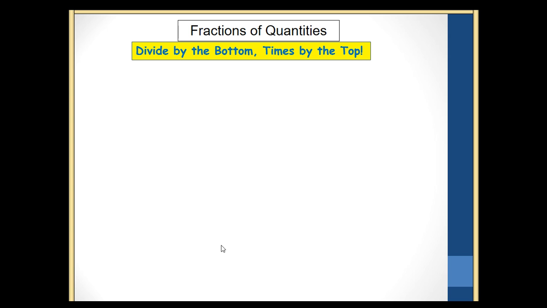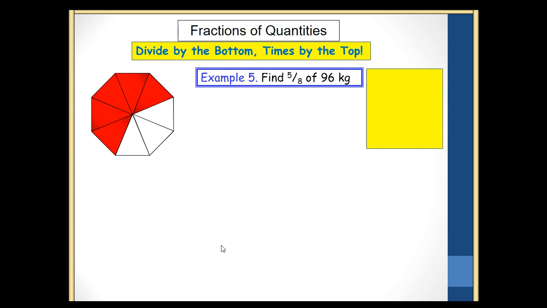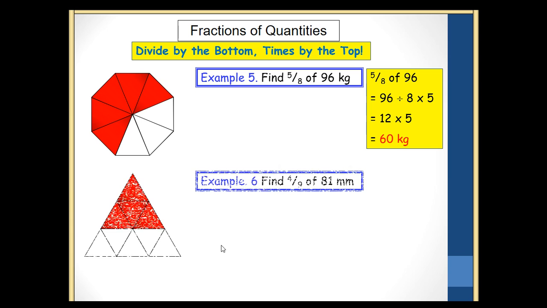Divide by the bottom, times by the top. Divide by 8. Now you might find that difficult, so you can always do a bus shelter, if you want to call it that, at the side. 8 into 9 goes 1, so carry 1, you get 12. 12 5s are 60. 9 into 81 goes 9, and then 4 9s are 36.